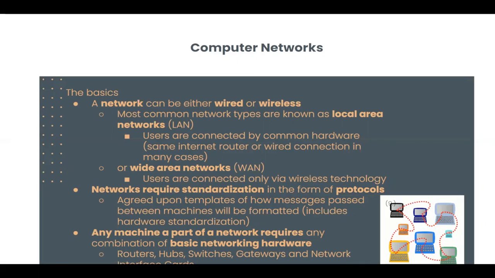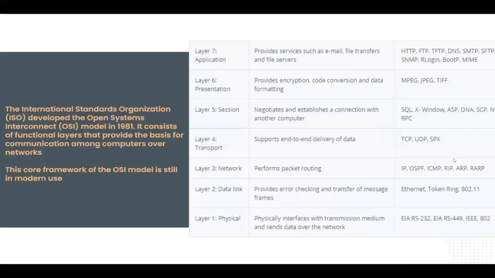Any machine that is part of a network requires any combination of basic networking hardware. This includes routers, hubs, switches, gateways, and network interface cards. The International Standards Organization, the ISO for short, developed the Open Systems Interconnect model in 1981. It consists of functional layers that provide the basis for communication among computers over networks. This core framework of the OSI model is still in modern use.